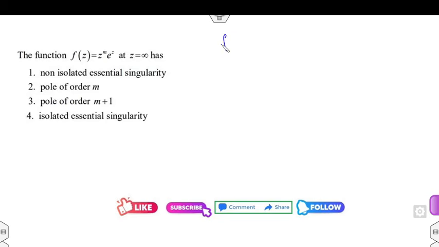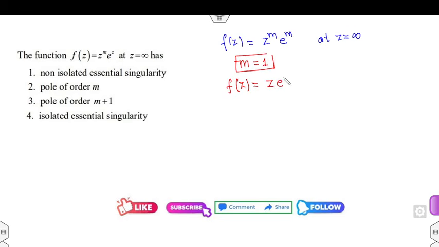The function f of z is z raised to power m at z is equal to infinity. Now, what is the value of z? z is not given, m is not given to you. I can choose m as 1. Then this number will be z into e raised to power 1 over z. Sorry, it will be e raised to power 1 over z.